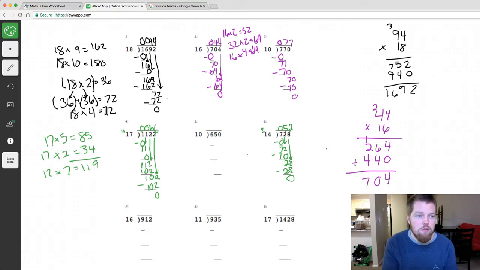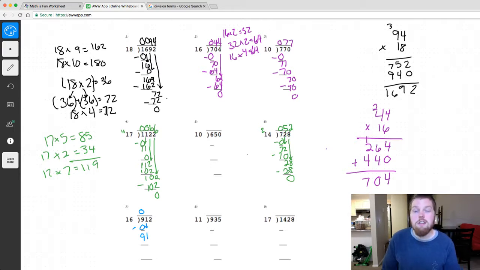16 into 912. Let's change colors here. Can 16 go into 9? No, it cannot. So we write a 0. 0 times 16 is 0. You really get a lot of work with your 0 multiplication table, and you'll always remember that anything times 0 is 0 when you're done with long division. 9 minus 0 is 9. Carry down the next place value, 91.